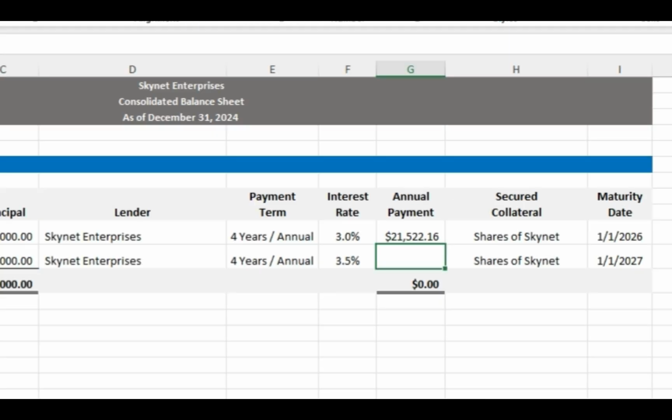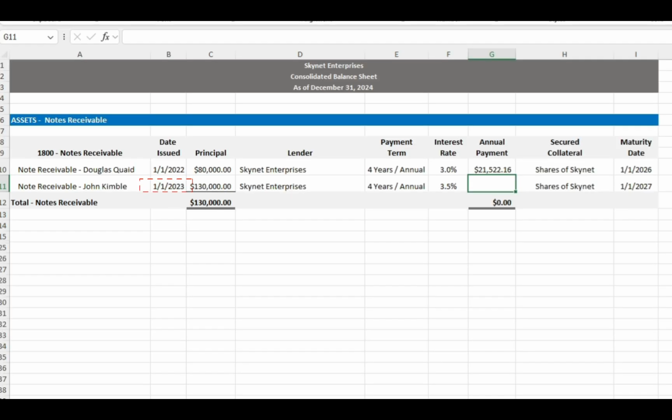I just want to run through the second note receivable that we have here for John Kimball. Same scenario, except this was issued 1/1/2023 for $130,000. Same lender, Skynet Enterprises. 4 years, annual payments. Interest rate went up a little bit, 3.5%. We'll skip over the payment real quick.